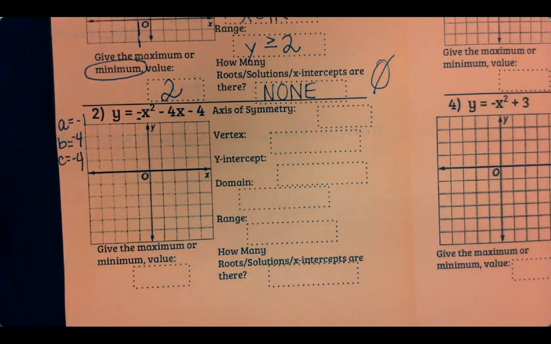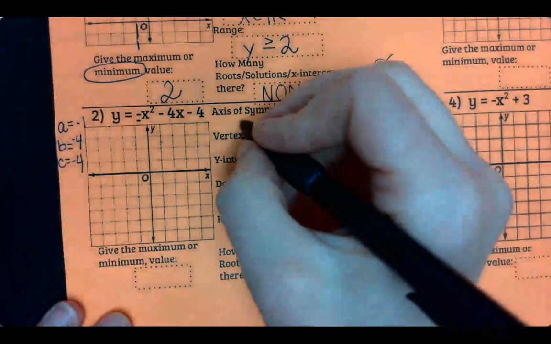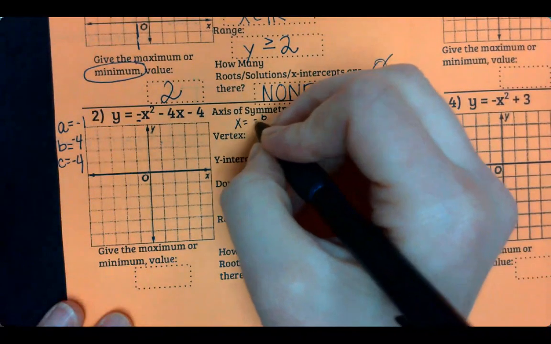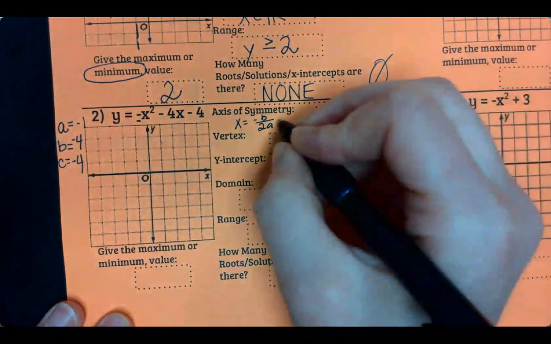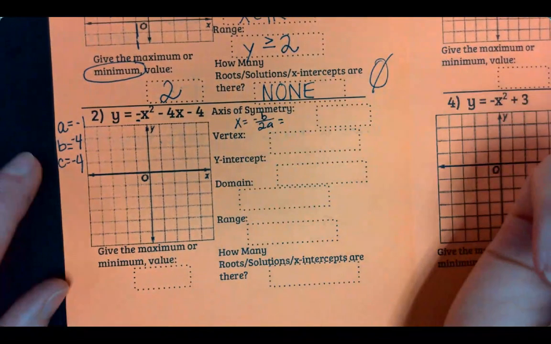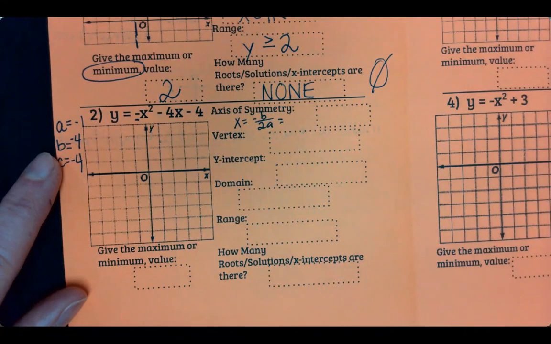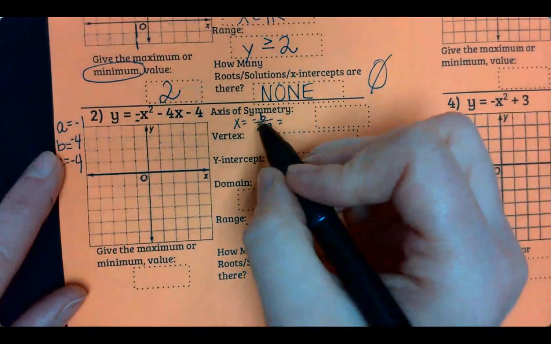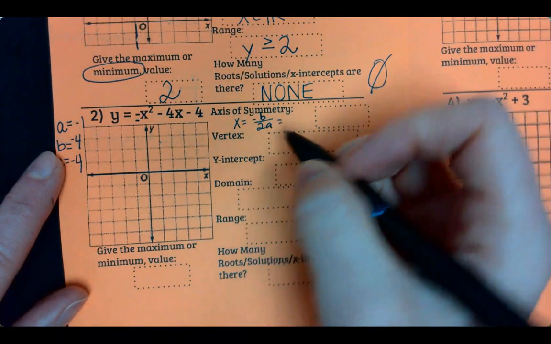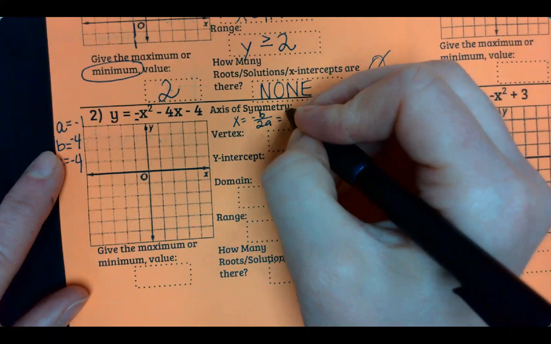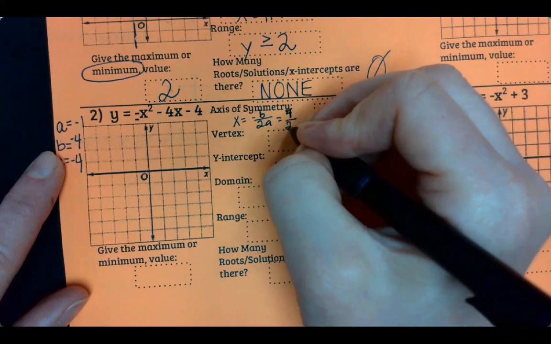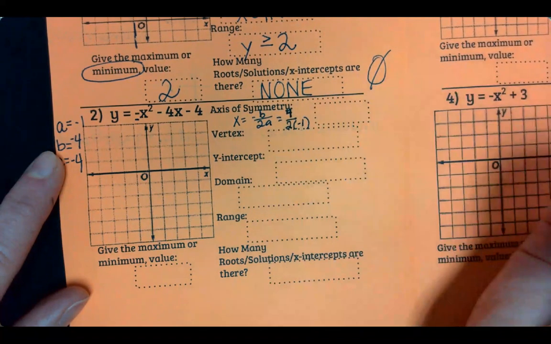So we have A, B, and C. Now we can do our axis of symmetry. So -b over 2a. So -b. Well, if b is already negative, if I say negative, negative, that cancels out. Negative 4 is not going to work. It's going to be a positive 4 over 2 times negative 1.